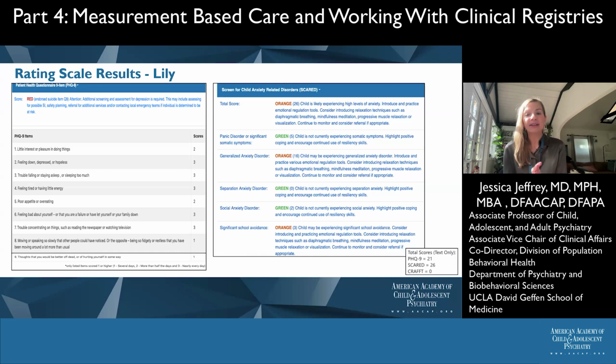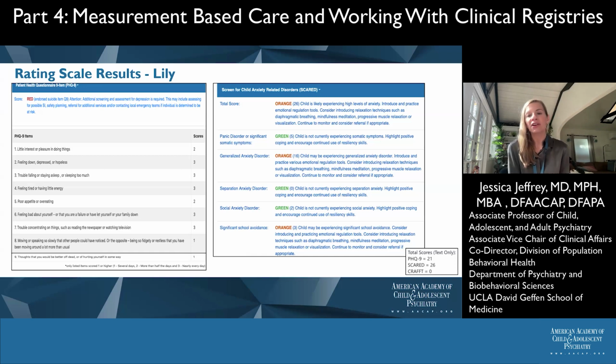Now, Lily's SCARED score, her total score is in the orange, which is clinically significantly elevated. And if we look in the subdomains of the SCARED, and the SCARED, sort of as an aside, is really nice for this. Again, it's a public domain rating scale, but it's very helpful to look at these subdomains of anxiety. And we see that although her total SCARED score is 26, the areas that are elevated are around generalized anxiety, as well as around school avoidance.